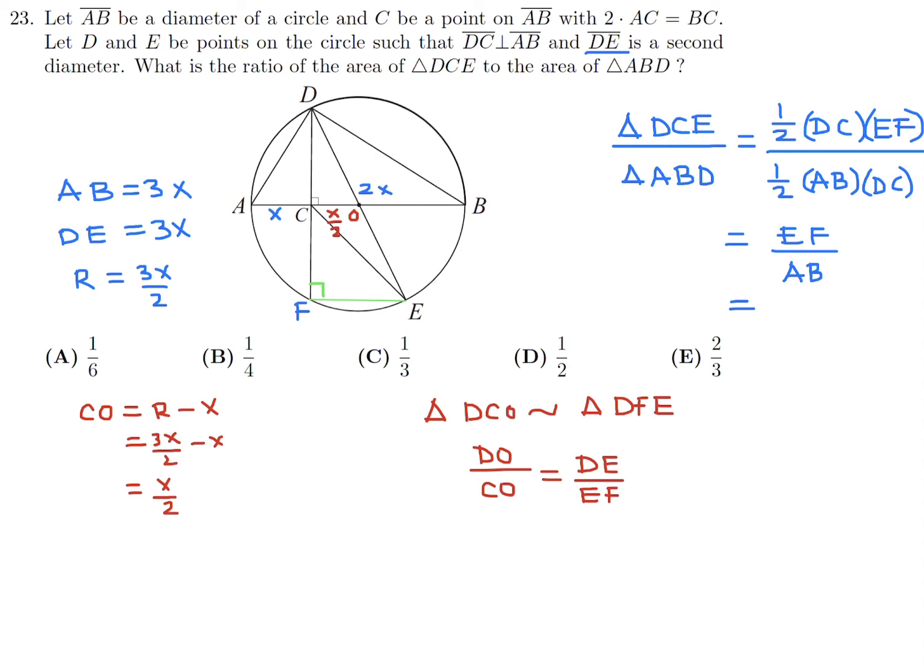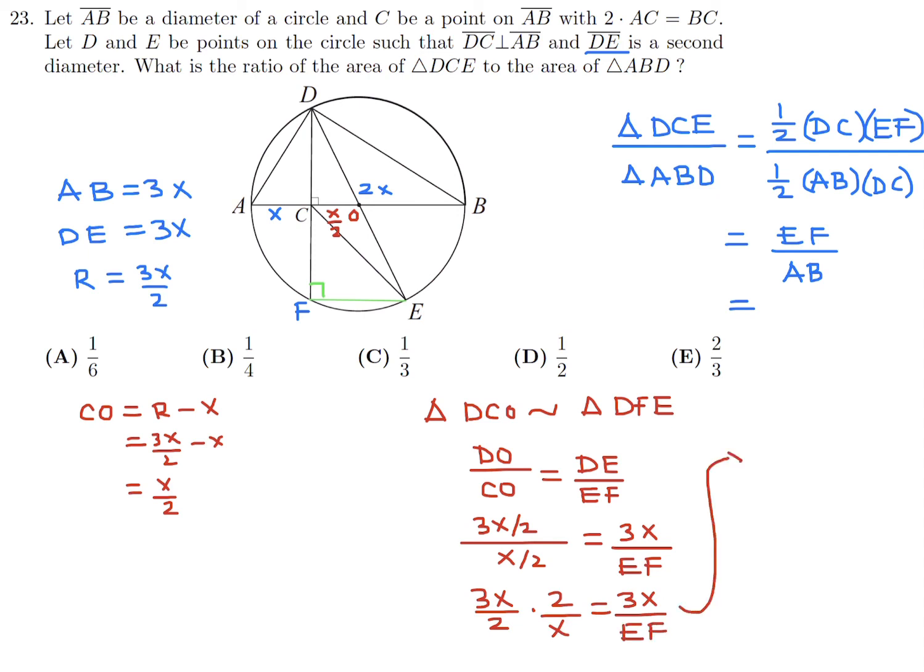So DO, what is it? It's the radius, so that's 3X over 2. CO, we just figured out, X over 2. DE is the diameter, so that's 3X. And EF, we don't know, so we have to solve for EF in terms of X, obviously. All right, let's figure this out here. 3X over 2 over X over 2. Invert and multiply. 2 over X is equal to 3X over EF. Like that. Let's see here. The X is canceled, the 2's canceled, so we're just left with 3 is equal to 3X over EF. EF, therefore, is 3X over 3, and that's just X.